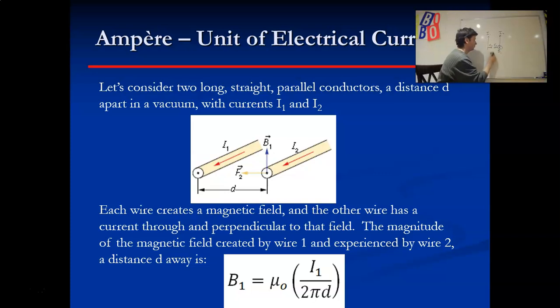Now, if we're to figure out the actual magnitude of this, or come up with an equation, we can take Ampere's law, which we just solved for, to figure out the magnitude of B1, which is right here. B1 equals mu naught times I1 over 2 pi d, where d is going to be the separation between the two wires. That's where we want to figure out the magnetic field strength.